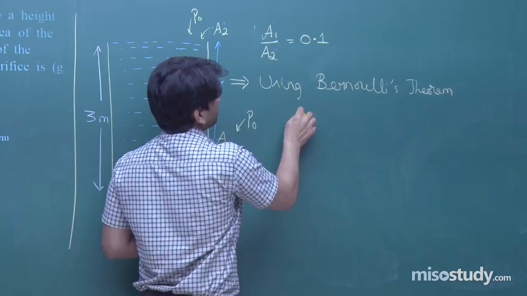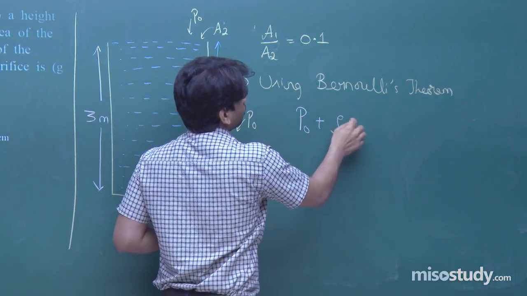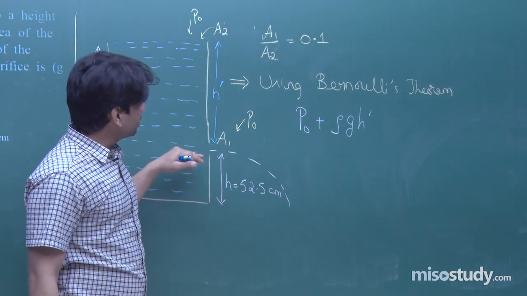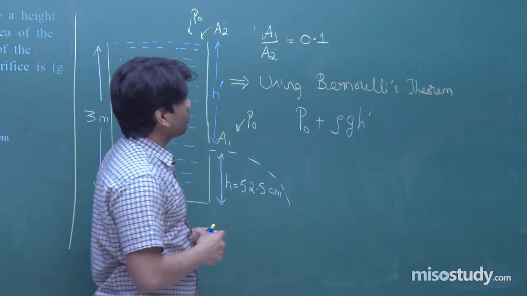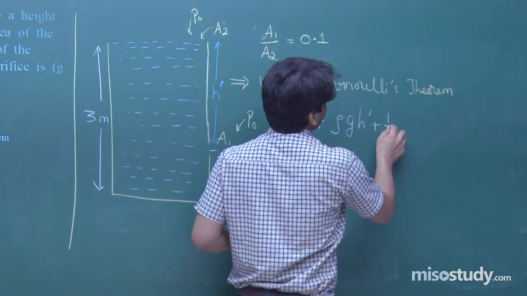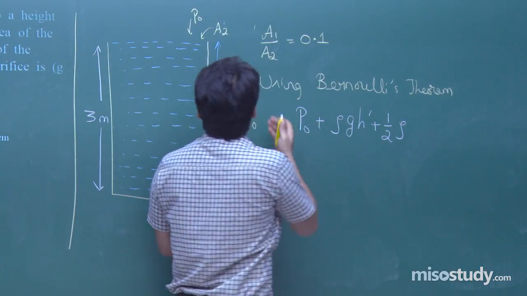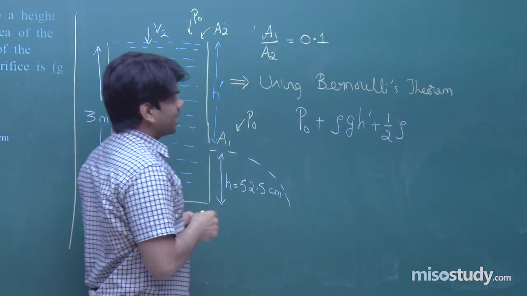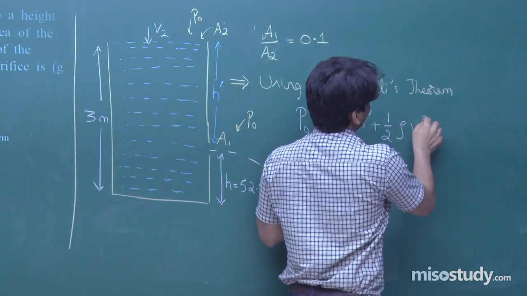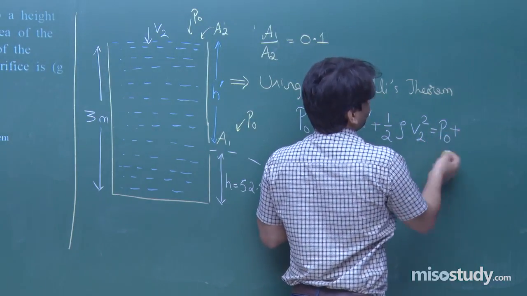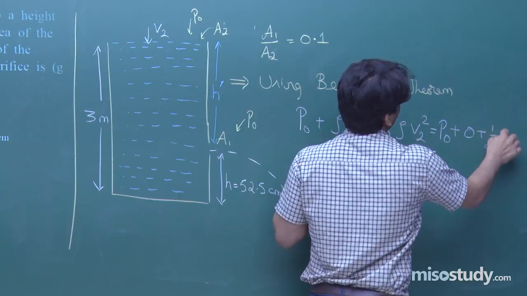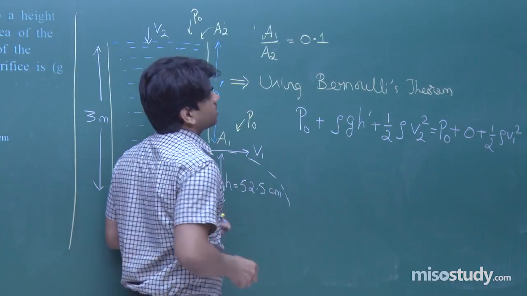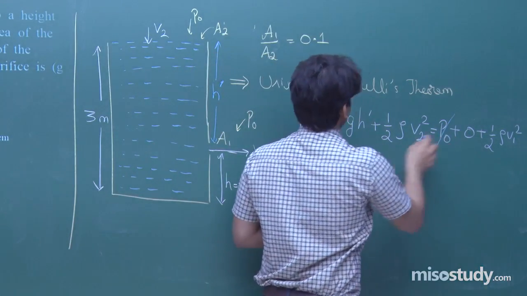Using Bernoulli's theorem we can write P naught plus rho g h dash. We have taken this as the level from where we are going to measure the height. So P naught plus rho g h dash plus half rho, and let's take the velocity at this point as v2. This will equate to P naught, h will not be taken here, plus half rho v1 square. v1 is the speed with which this efflux is coming out.